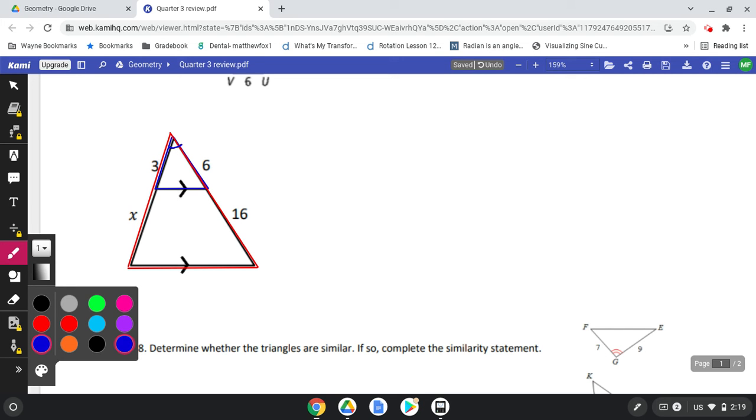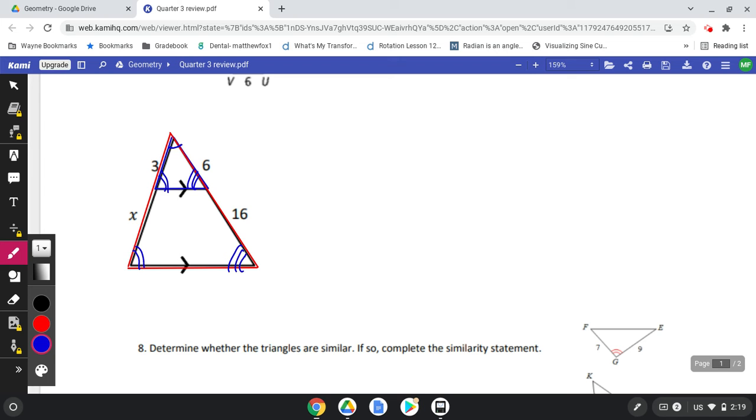Then you can see these marks that tell us these are parallel. Since they're parallel, cut by a transversal, I know that both this angle and this angle will be the same, and I know this angle and this angle will be the same. Now, I only need two of those because when I have two angles, AA similarity allows me to know that the angles are going to be congruent between the two, and then the sides will be proportional.